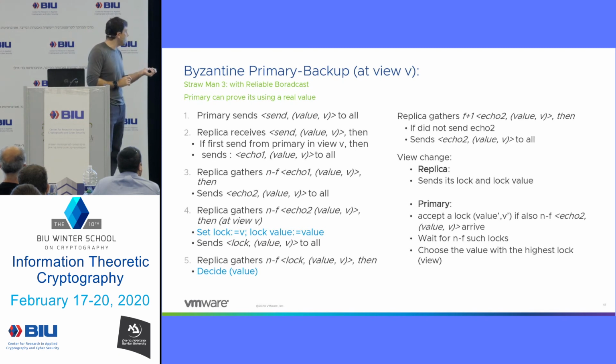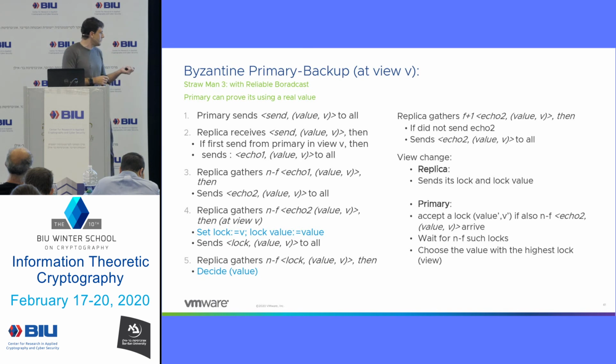So if you reach this step and you see n minus f echo 2s, it's exactly the same as if in the omission model you receive a propose. But now you're also guaranteed that everybody will eventually see this same message that you saw. This is the reliable broadcast. And so now you can lock your value and you can send this value. And after everybody sees n minus f acknowledgements or locks, they can decide.